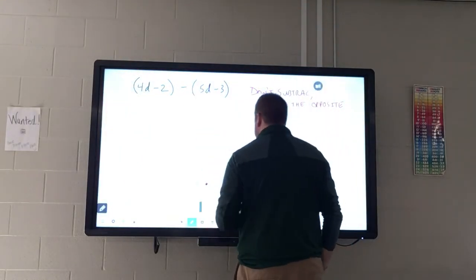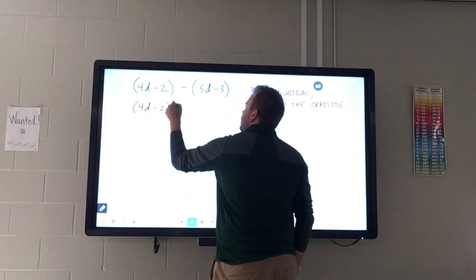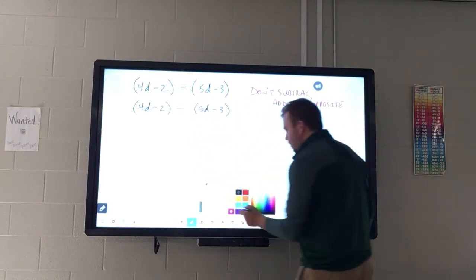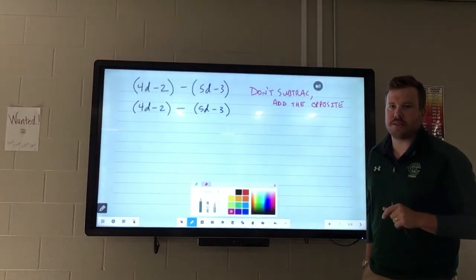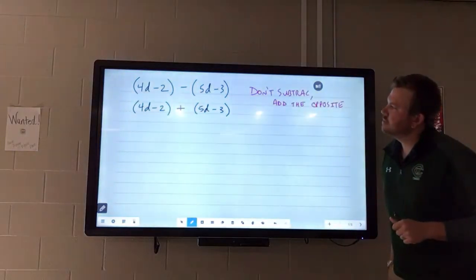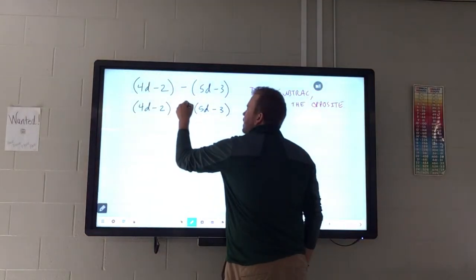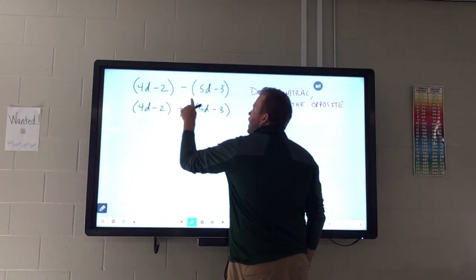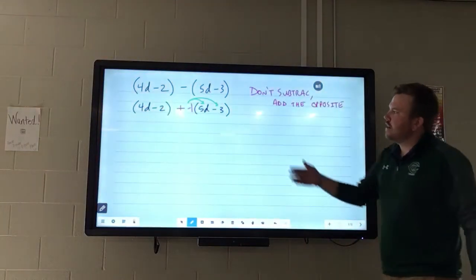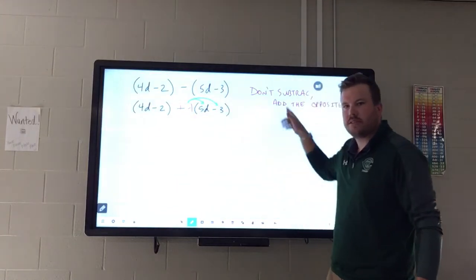So here's what we're going to do. We write our first grouping exactly the same, 4d minus 2. All right, then we have minus 5d minus 3. But again, we aren't going to subtract. We're going to add the opposite. So we need to make two changes. First, we change our subtraction to an addition. The second change we need to make is we are going to take a negative 1 and distribute that to both terms in my second grouping. If this second grouping had more terms, we would still distribute that negative 1 to every single term.